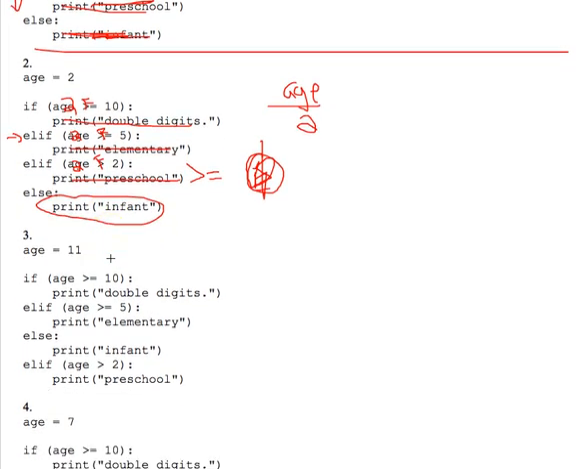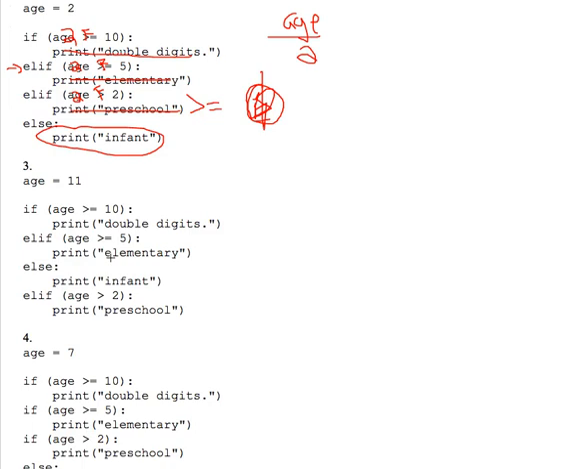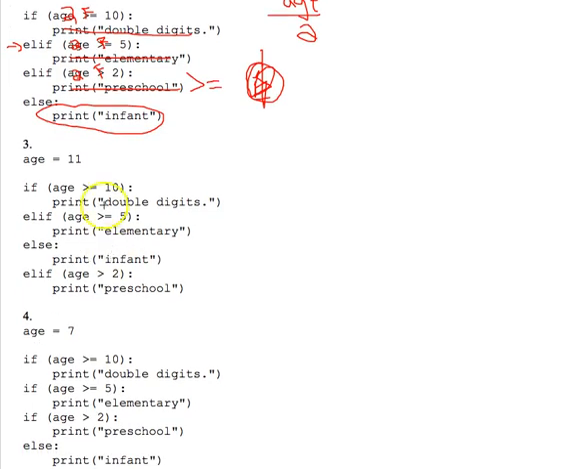Okay, moving on then to number 3. What circles and what should happen in number 3? Well, I plug age 11 into age, and I trickle down. I trickle down here from this spot right here. That's a true. Bingo, I have a winner. 11 greater than or equal to 10. So this prints.